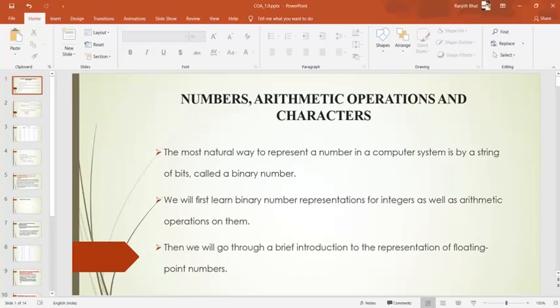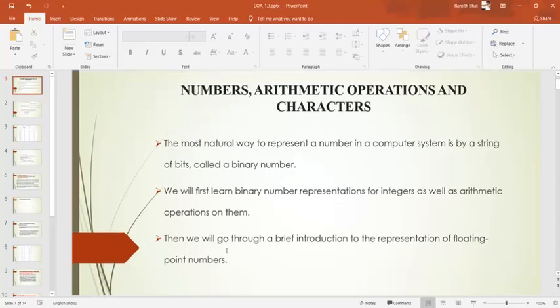Try to understand that multiplication is repeated addition and division is repeated subtraction. Then we will go on with the introduction of representation of floating point numbers. When we talk about floating point numbers, it is nothing but decimal notations, where one can be further divided into much simpler digits, that is 0.5, 0.25, 0.35 or something like that.